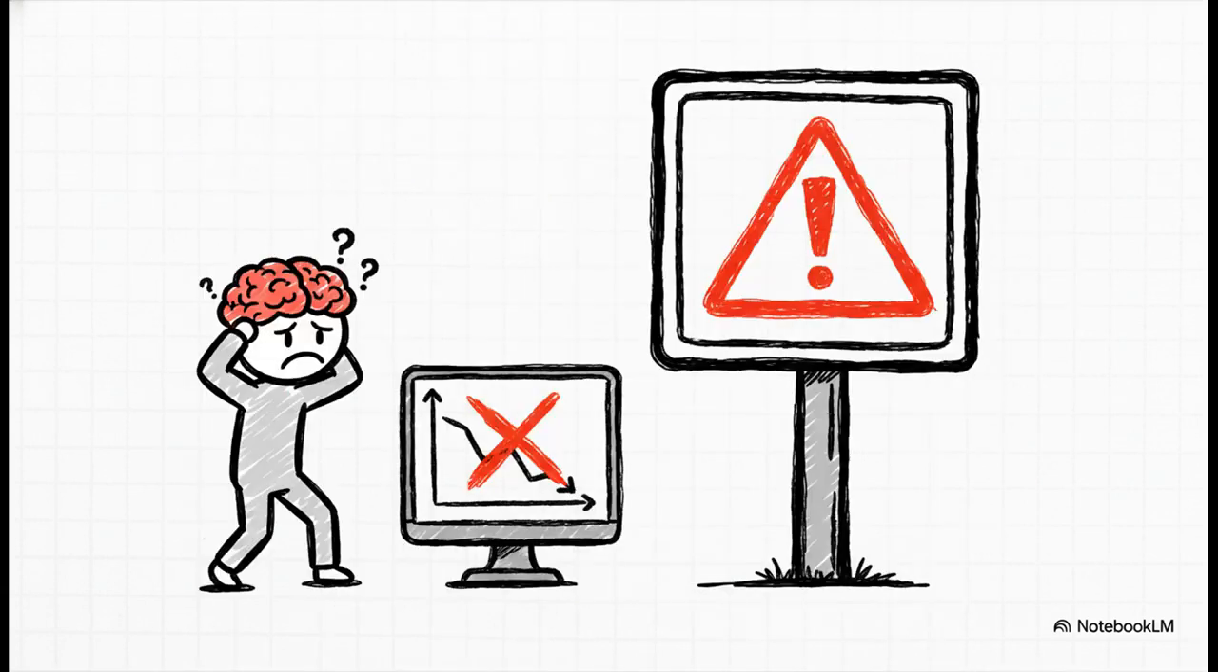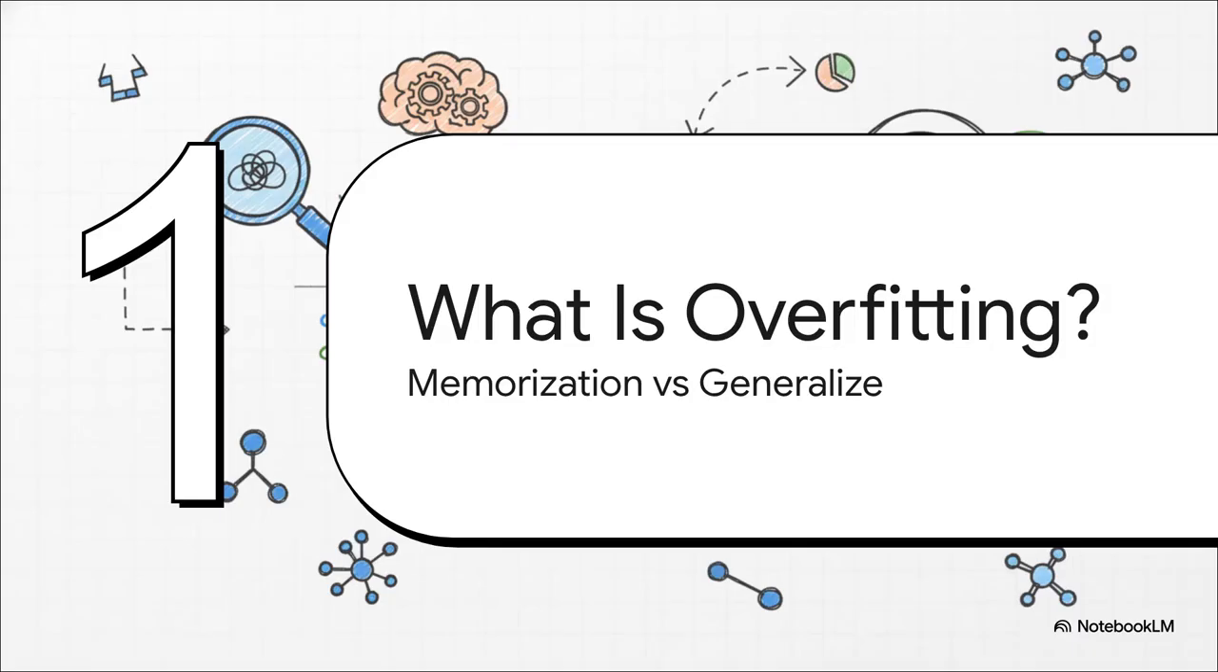Well, that whole frustrating experience, that whole roller coaster, it's got a name. It's called overfitting. And trust me, understanding it is absolutely critical if you want to build models that actually work out in the real world. So, what's really going on here? At its core, it all comes down to a battle between two big ideas: memorization versus generalization.